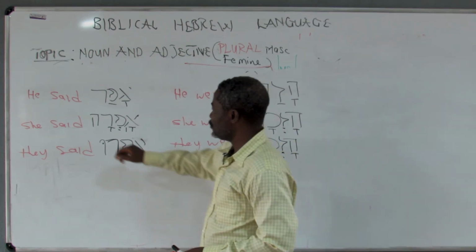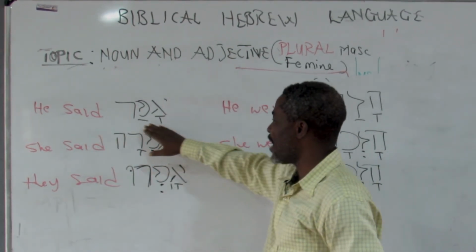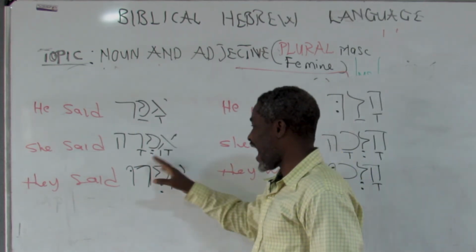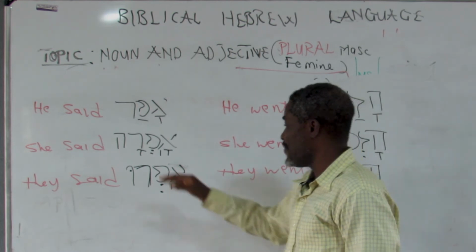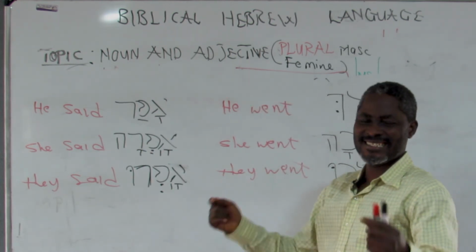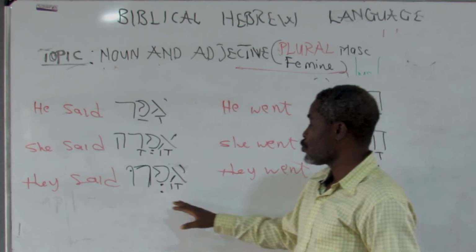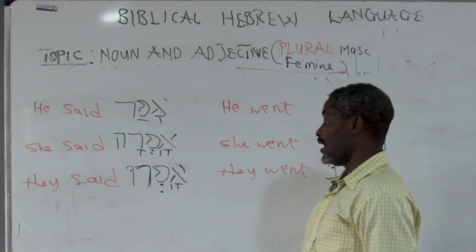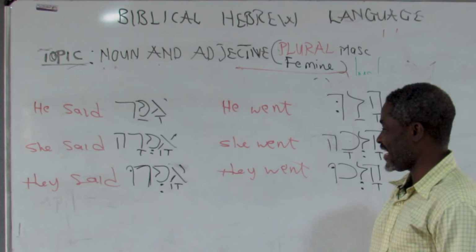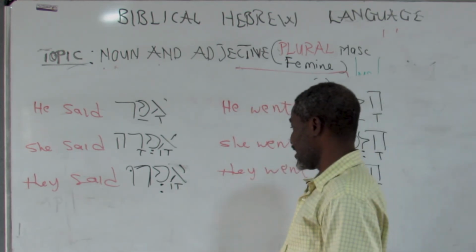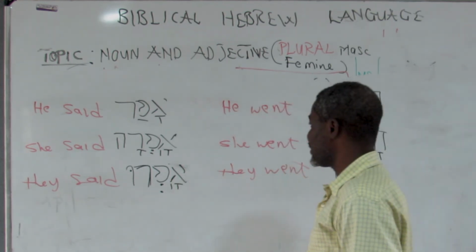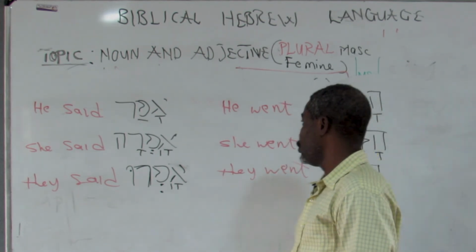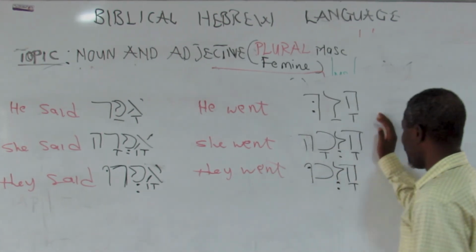So you see, now you have, for example, he said is amar. He said. She said is amrah. Then they said is amru. They said, that's the third person plural. They said amru. He said amar. She said amrah. They said amru.